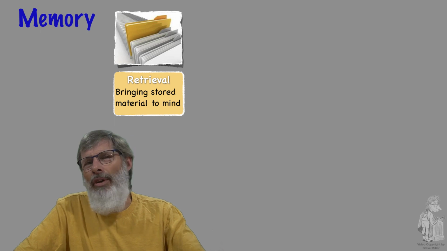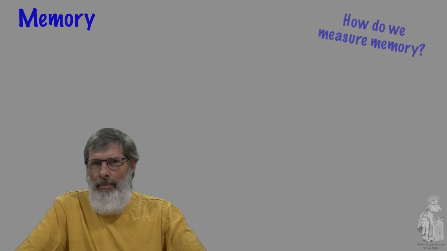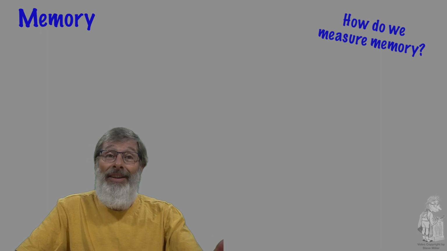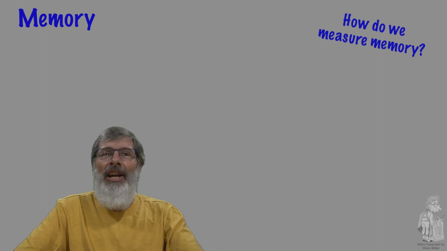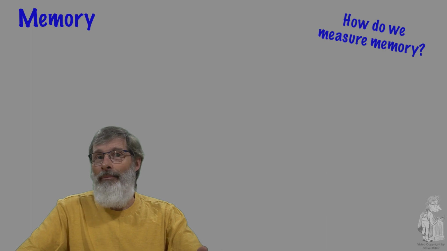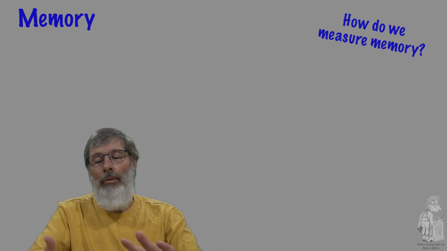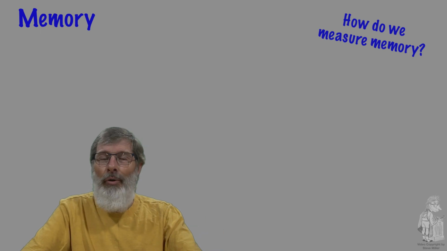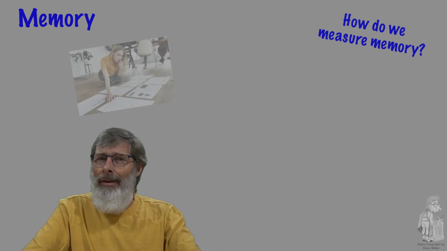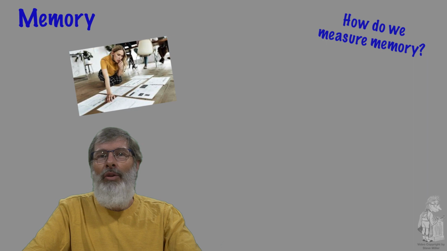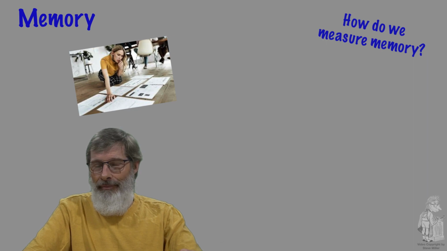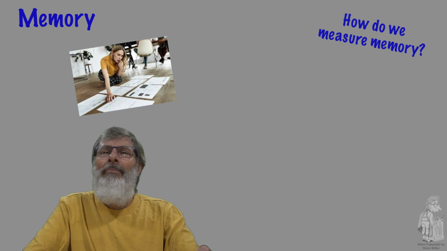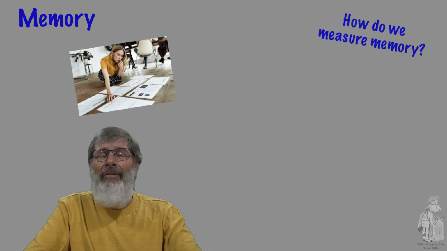So how do we measure memory? Well, there are three basic memory tasks that have been used to measure forgetting: recognition, recall, and relearning. Again, we're going to look at those. Recognition, the failure to recognize something we have experienced. The easiest type of memory task, where information must simply be recognized as having been encountered.